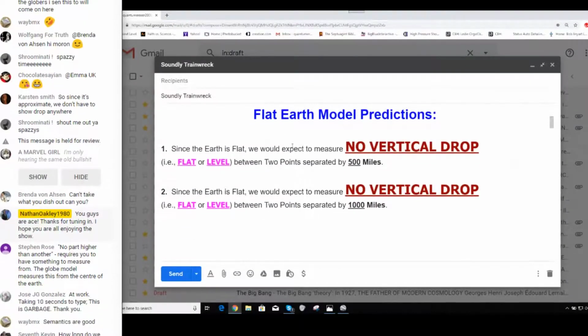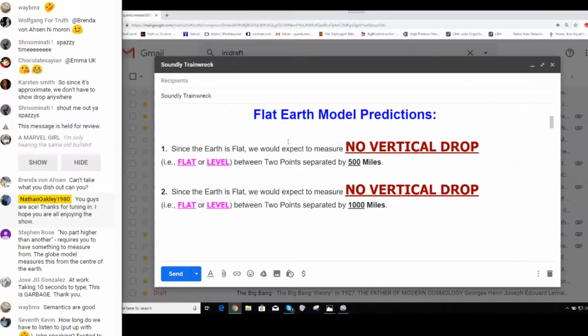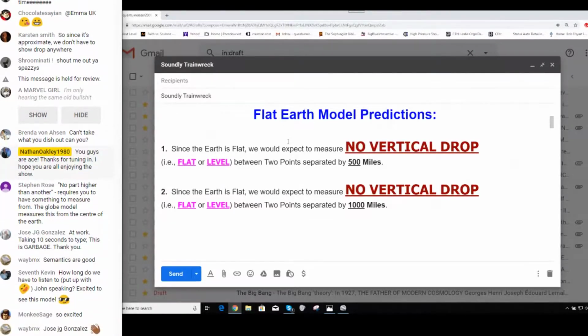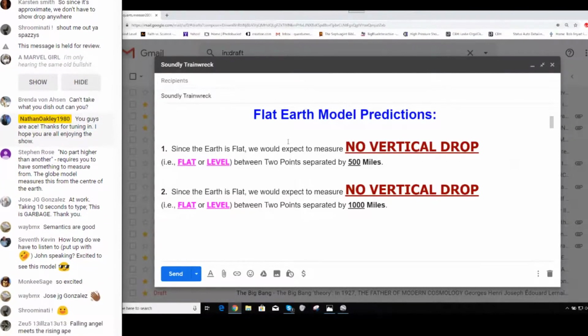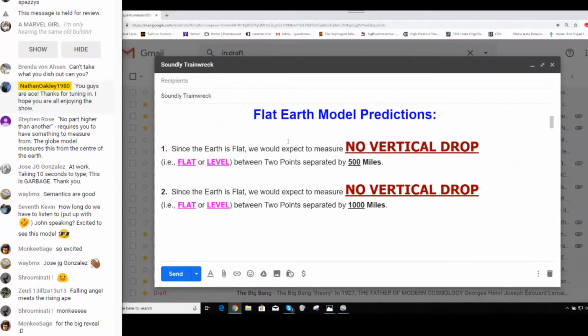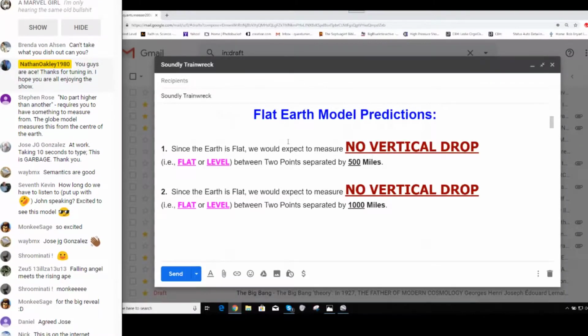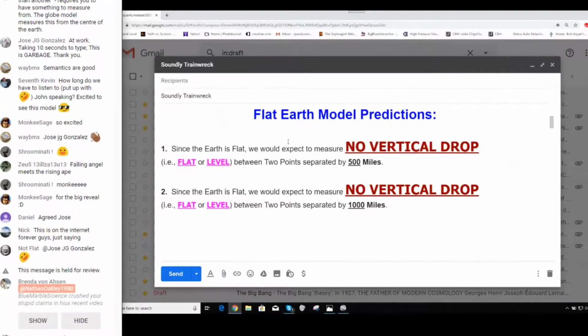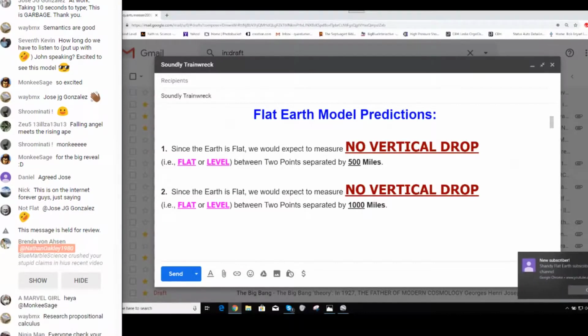So, the flat Earth model predictions, right? That's what we need. We need to test this, correct? Number one, since the Earth is flat, we would expect to measure no vertical drop, i.e. flat or level, between 2 points separated by 500 miles. Number 2, since the Earth is flat, we would expect to measure no vertical drop, i.e. flat or level, between 2 points separated by 1,000 miles. It's just that simple. We are going to test this model.